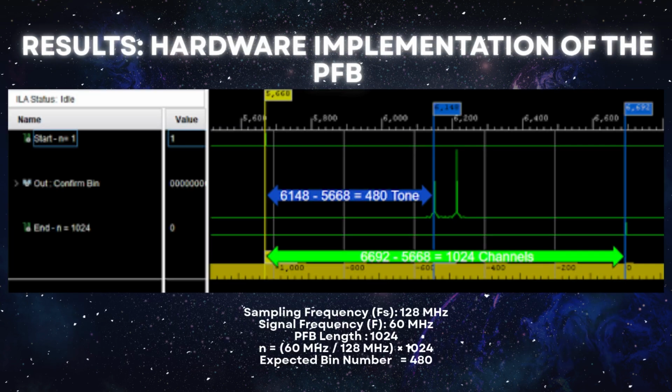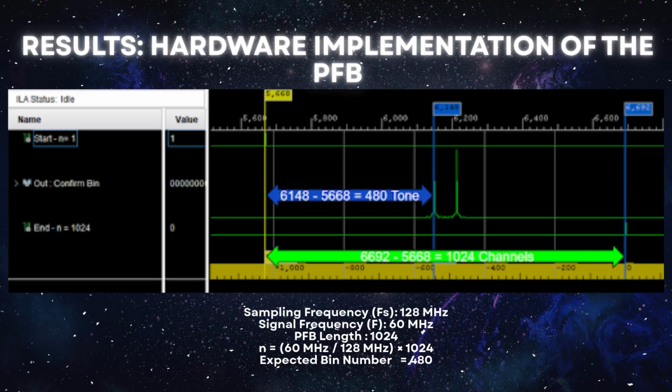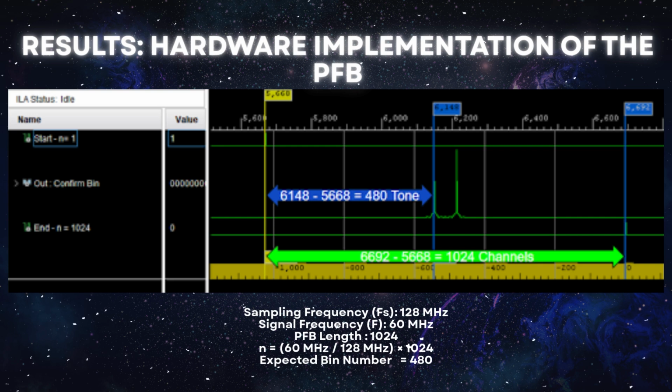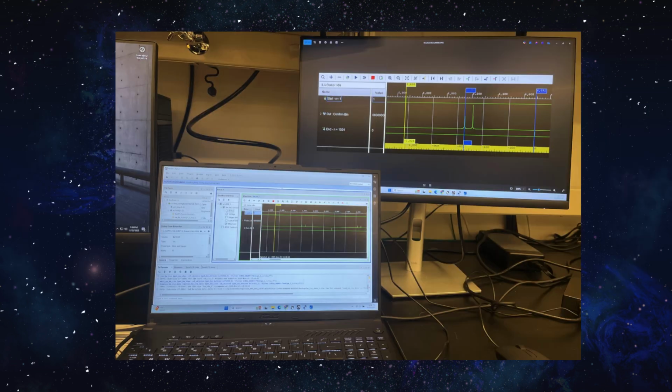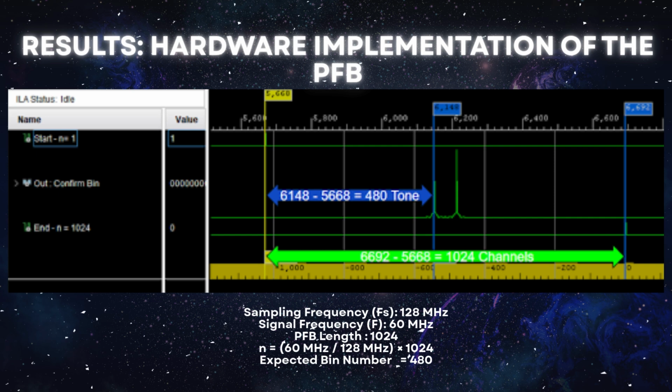Here we can see our hardware implementation results. To verify accuracy, we use the formula n times signal frequency over sampling frequency. This tells us exactly which bin our tone should appear in. Based on our parameters, the formula says our tone should be at bin 480. Looking at the graph, this is exactly what we see. The tone is isolated in bin 480.